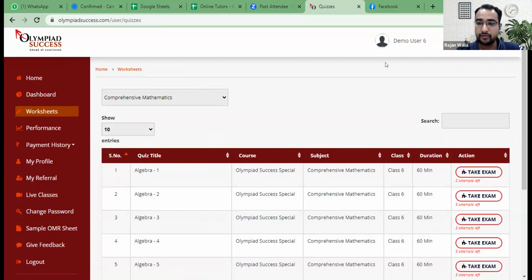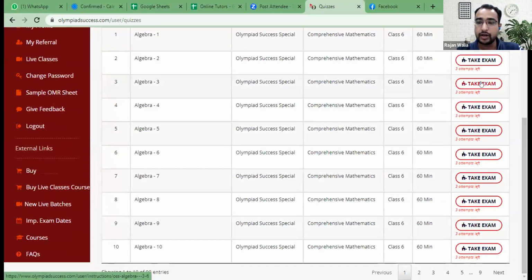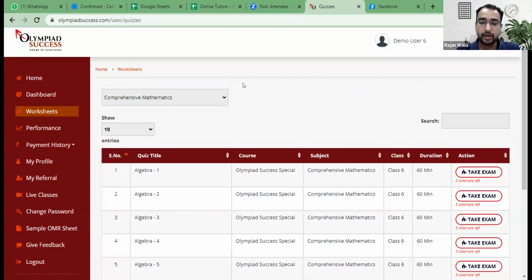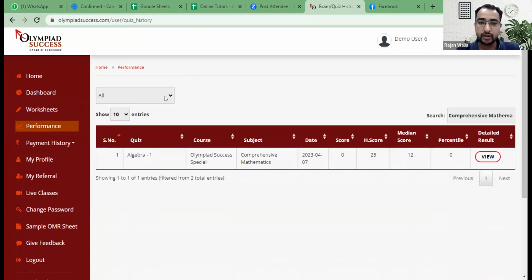So these kind of topic wise mock tests you can get here. Just need to click on take exam to attempt it. And later on, when you want to check your performance, you can check here in the performance tab. So for each and every mock test that you attempt, you can access your performance report here. Just choose the subject, then click on detailed result view to check the answer and your score. Okay, so this is all about the dashboard, students.